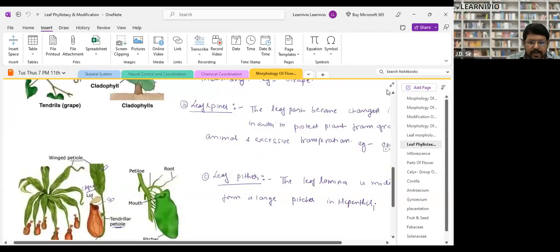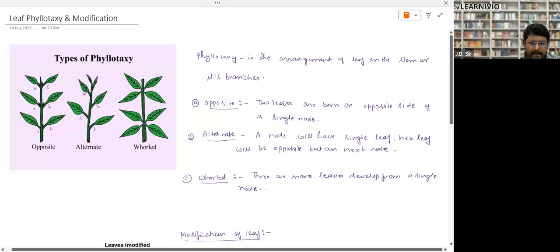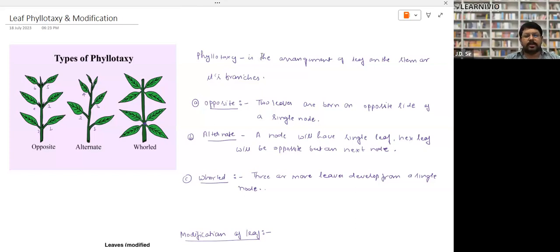Phyllotaxy. This is not that much important, but go through it. What is phyllotaxy? It is the arrangement of leaves on the stem or stem branches, right? They may be opposite. From the same single point, two leaves will be opposite to each other. So from every node, two leaves will come out, born on the opposite sides of the single node.